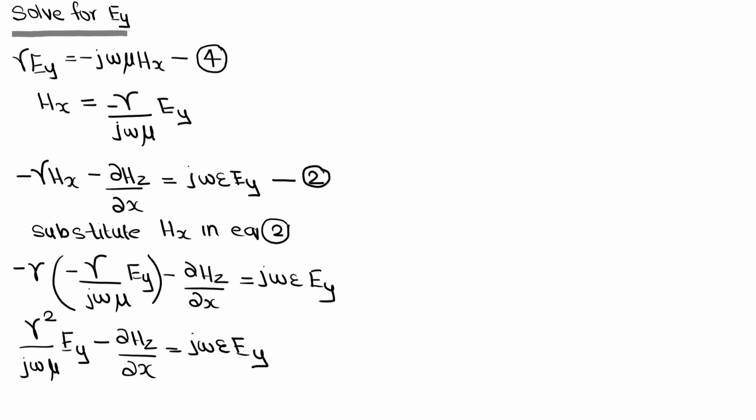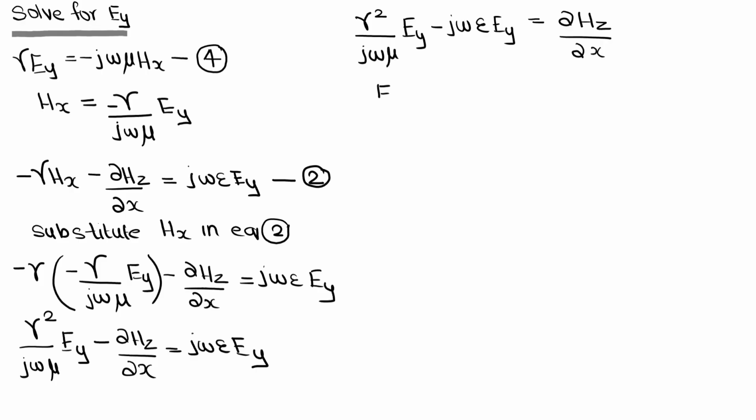Taking the terms containing Ey to one side, that is gamma square upon j omega mu into Ey minus j omega epsilon into Ey equal to dou Hz upon dou x. Now taking the common component, that is Ey outside, Ey into gamma square upon j omega mu minus j omega epsilon, which is equal to dou Hz upon dou x.